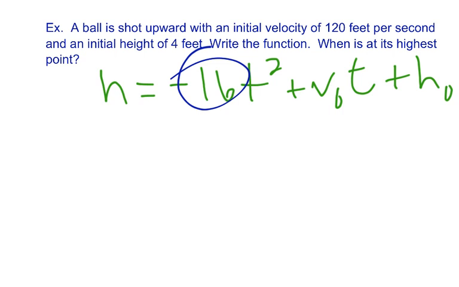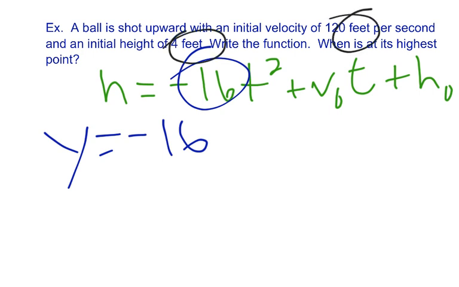So in our case, it's actually a very simple problem. It's y equals, automatically you have negative 16, because we're talking about feet here. The fact that it's feet per second, feet in here, then we're talking about that. Okay, so it's negative 16t squared, and it's plus because it's shot upward. It's not shot downward, it's shot upward.